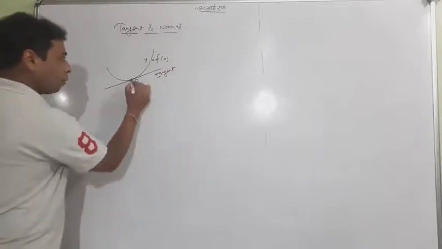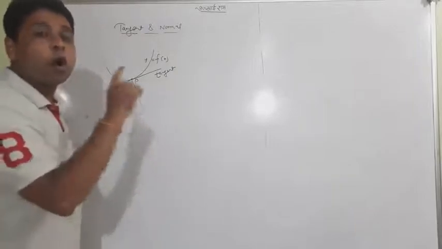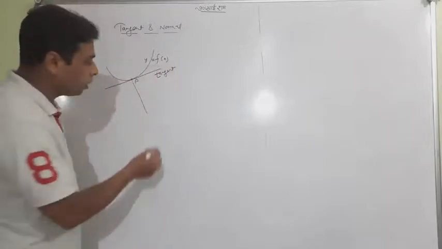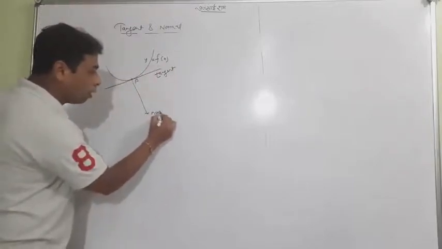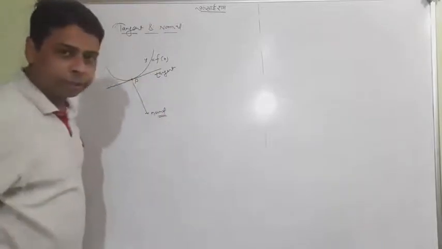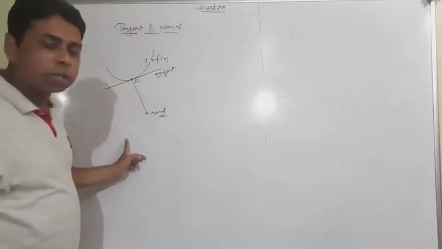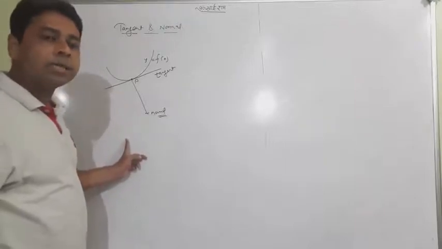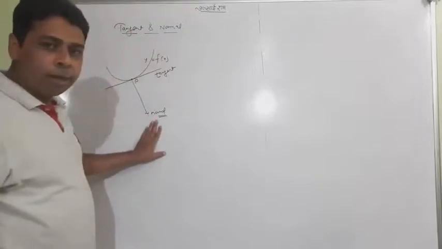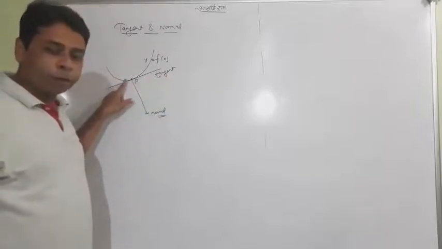Now this is called the normal. Actually, at the point of contact, the line which is perpendicular to the tangent is called the normal. It is very important that it passes through the point of contact. This is also a perpendicular line on the tangent, but it is not called a normal. Normal in this area means the line which is perpendicular to the tangent and passes from the point of contact.